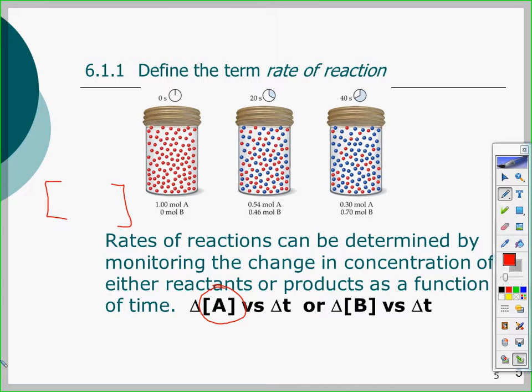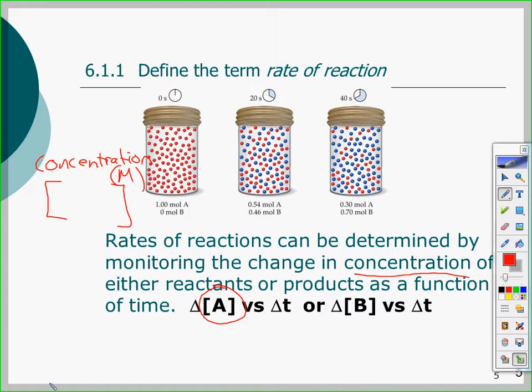I'll give you a hint. It's in here somewhere. Concentration. So anytime that we do brackets, we're talking about the concentration of something, and that's usually in molarity. All right, so you don't have to put in 6.7 molar or 1.0 moles. You don't have to do that.